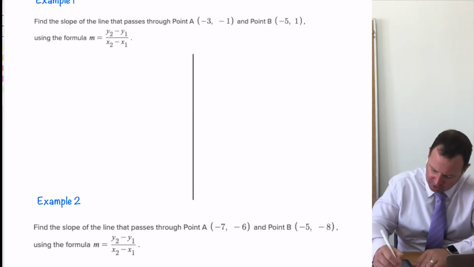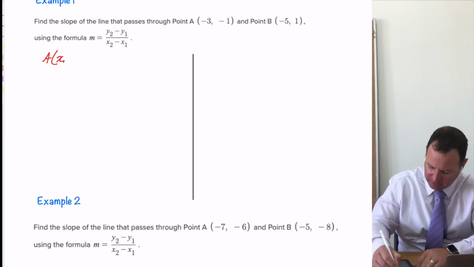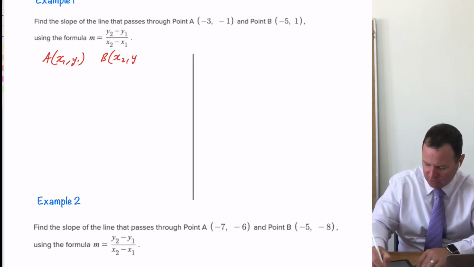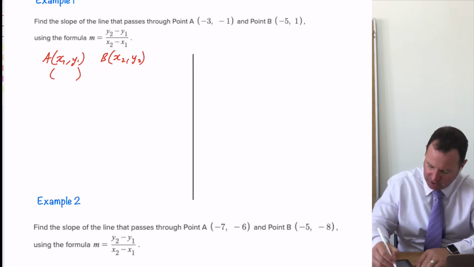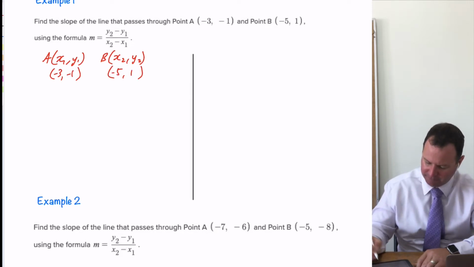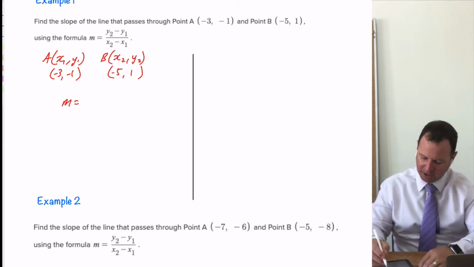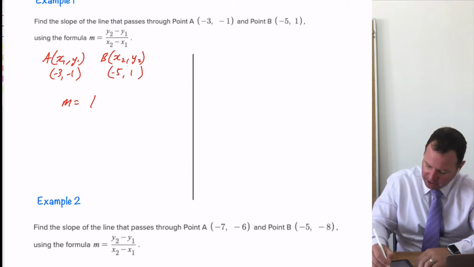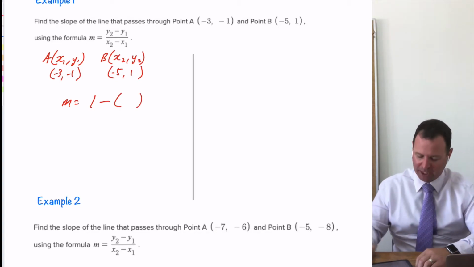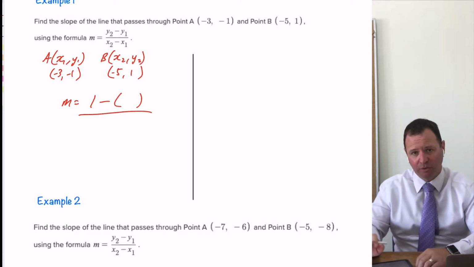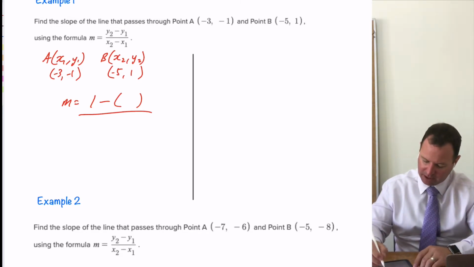So the first one I'm going to do is I'm going to say A is my x1, y1, and I'm going to say B is my x2, y2, and therefore my x1 is going to be -3, and my y1 is going to be -1, and my B is -5 and 1, okay? So now I just simply put it into the formula. My y2 comes from the 1 there, and I'm always going to put the negative, and then I'm going to put brackets. I'm going to do that every single time because the negatives are going to get me stuck, okay?